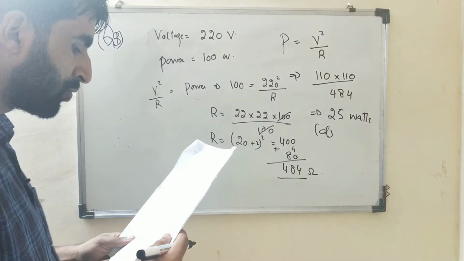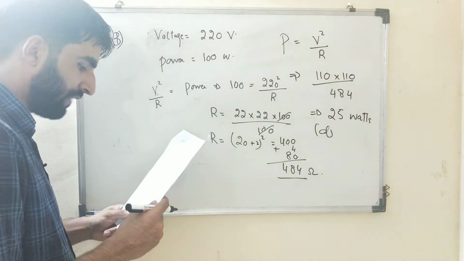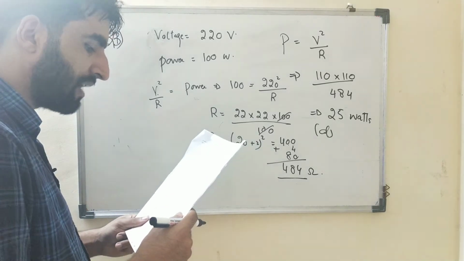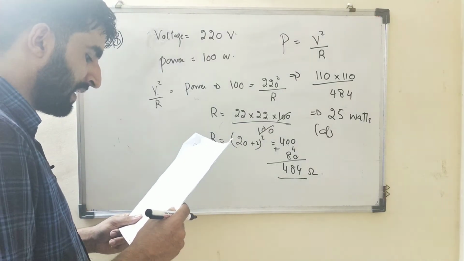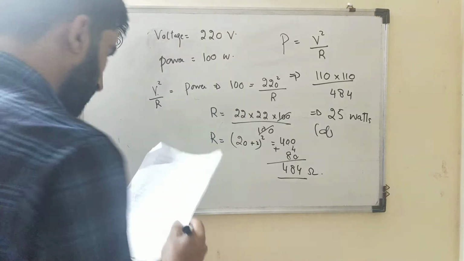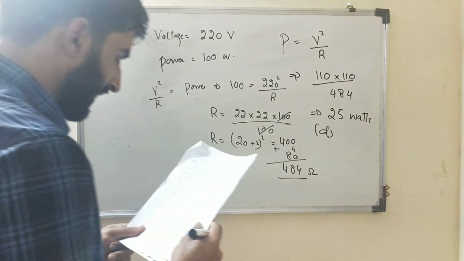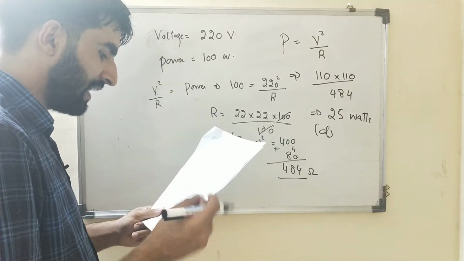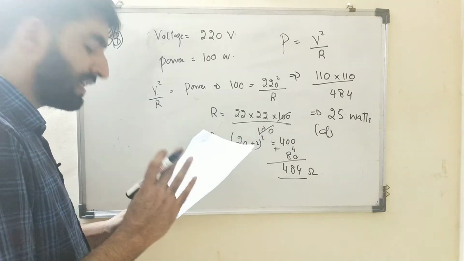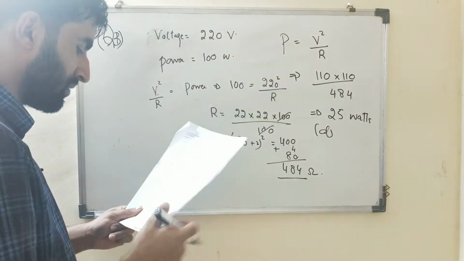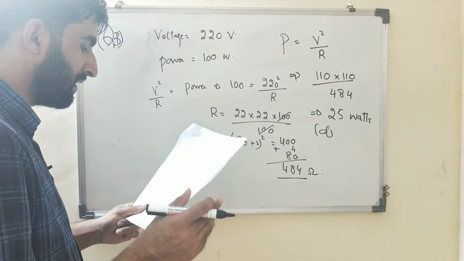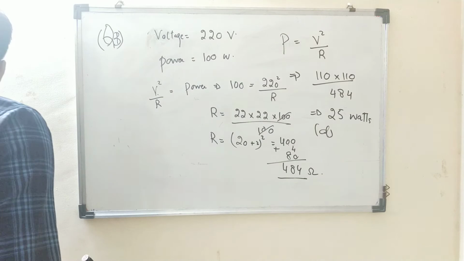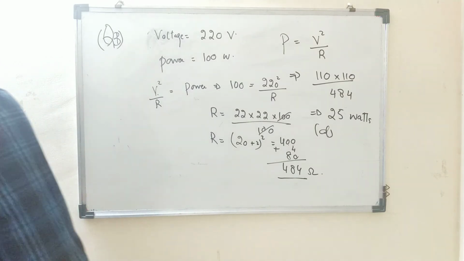Question number 4. Two conducting wires of the same material and of equal lengths and equal diameters are first connected in series and then connected in a circuit across the same potential difference. The ratio of heat produced in series and parallel combination would be. So first we are connecting two wires which have the same length and the same material. First they are connected in series and after that we connect them in parallel. We have to find the ratio of heat produced in series and the parallel combination.